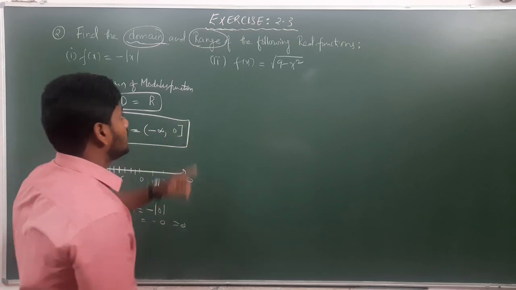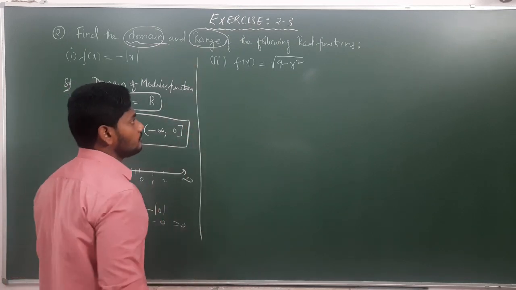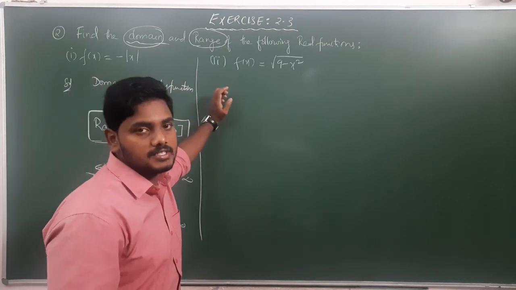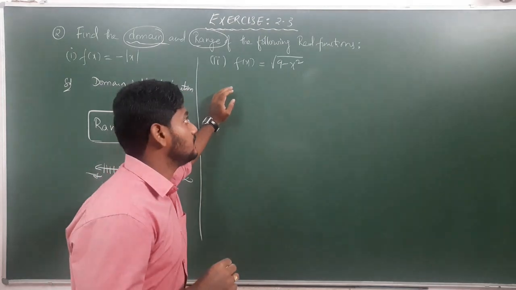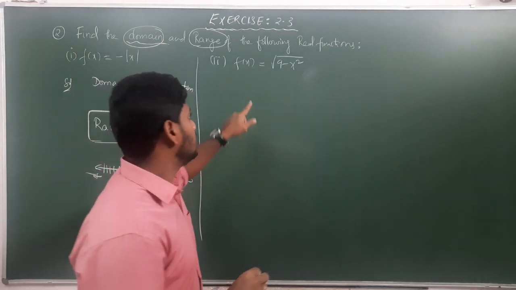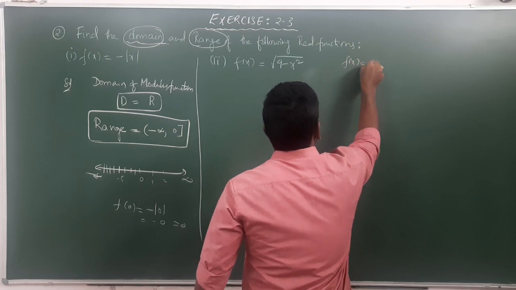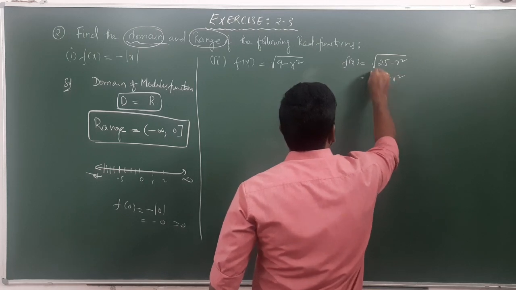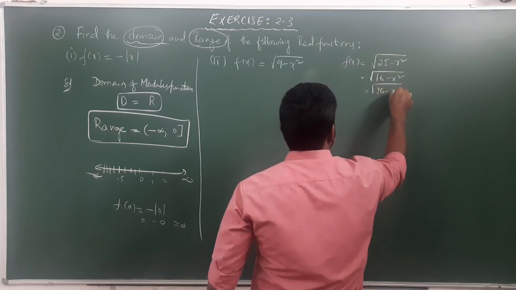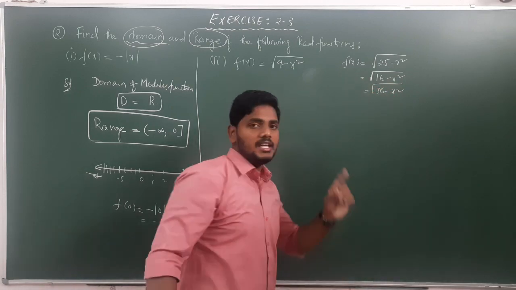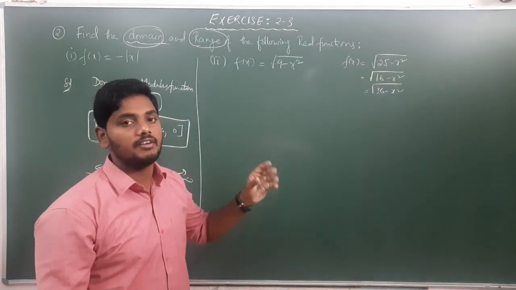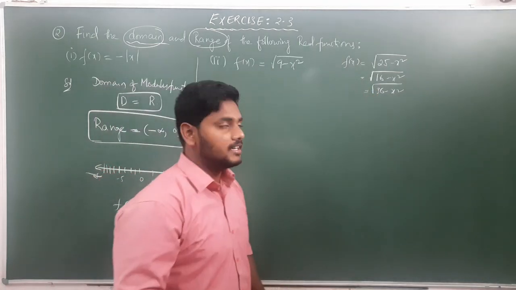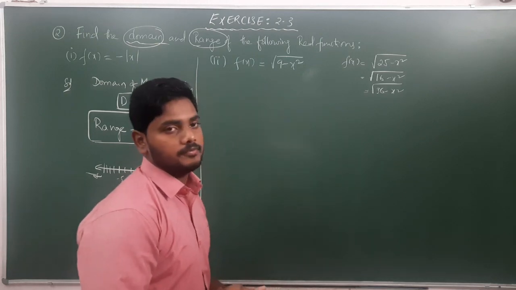Right? Next, the second one. This is a very important question. If you come to offline classes, whenever I conduct an exam on relations and functions, I will do a question based on this. F of x equal to, it may be square root of 25 minus x square, or 16 minus x square, or square root of 36 minus x square. This type of function, any one question I will definitely do. Whenever I conduct a relations and functions exam, definitely a question like this will be there, to find domain and range.